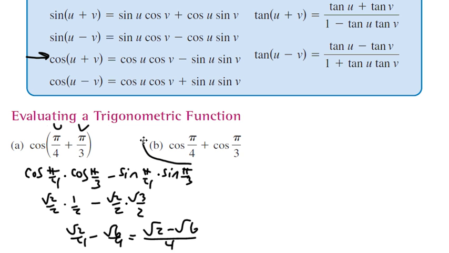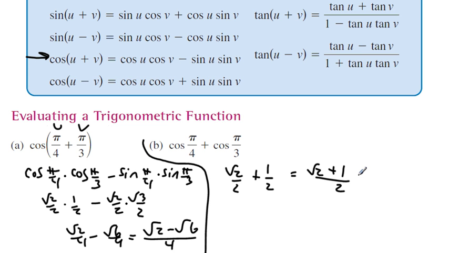Now, let's go ahead and check this guy over here. Cosine of pi over 4 is just radical 2 over 2. And cosine of pi over 3 is 1/2. So that's just square root of 2 plus 1 over 2. And the purpose of doing this part B is to show that cosine of pi over 4 plus pi over 3 does not mean I distribute, cosine times pi over 4 is cosine pi over 4, cosine times pi over 3. Okay, that's not true.